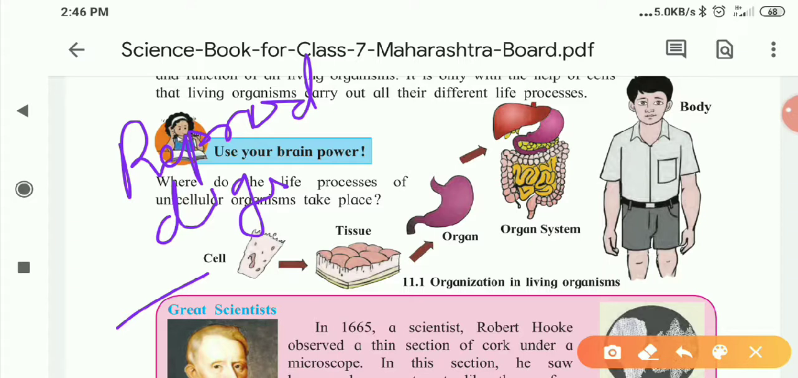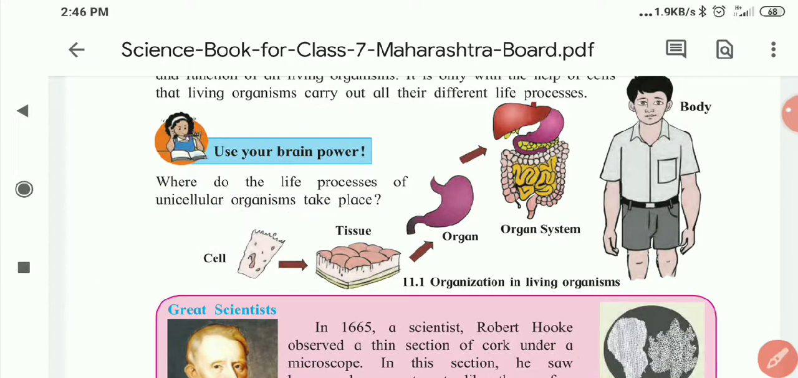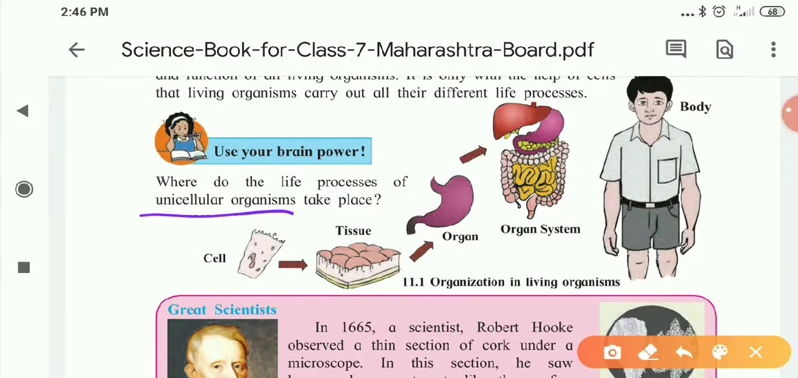All these functions take place in multicellular organisms also, but for this purpose particular systems are there. Unlike unicellular organisms, in multicellular organisms all the functions do not take place in a single cell. Okay, so it is a little bit different in the multicellular organism.